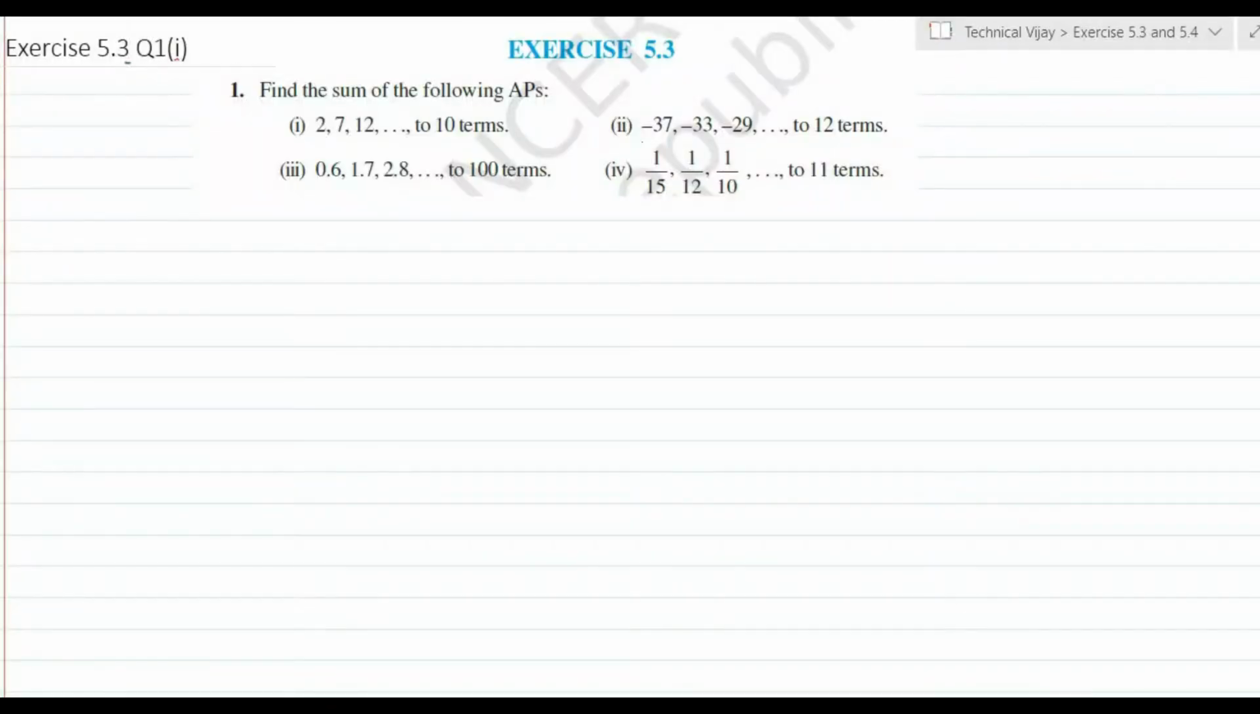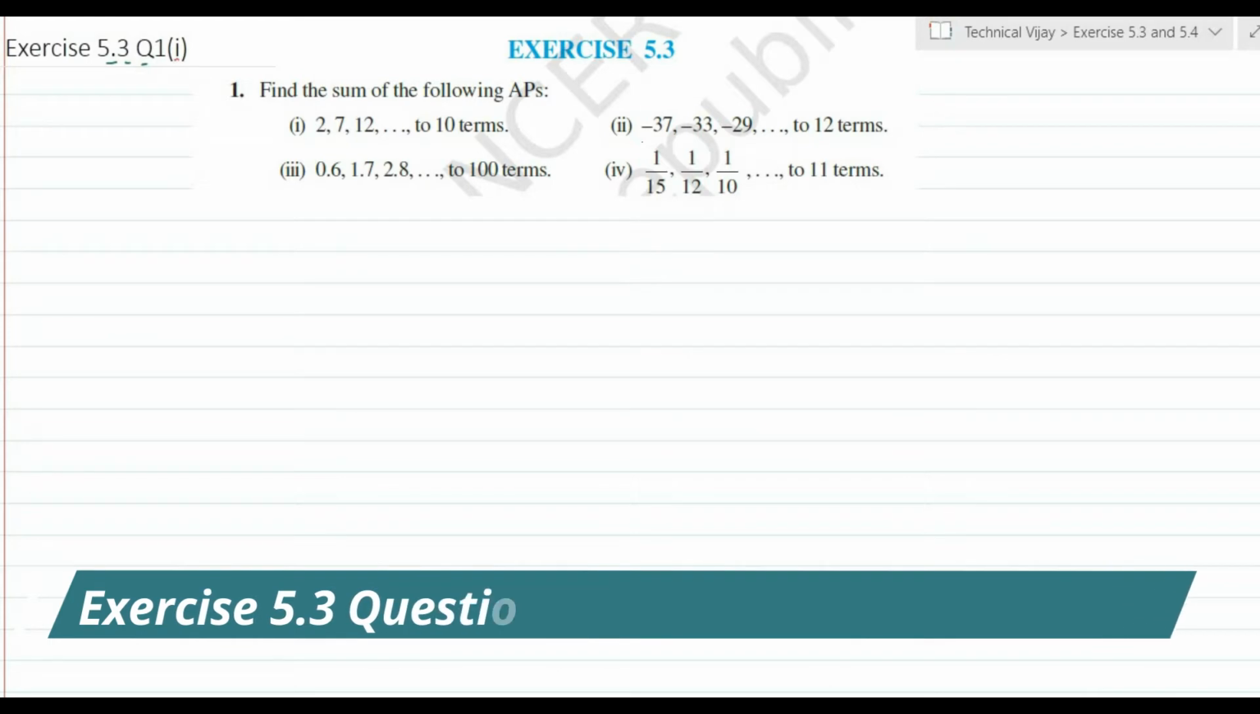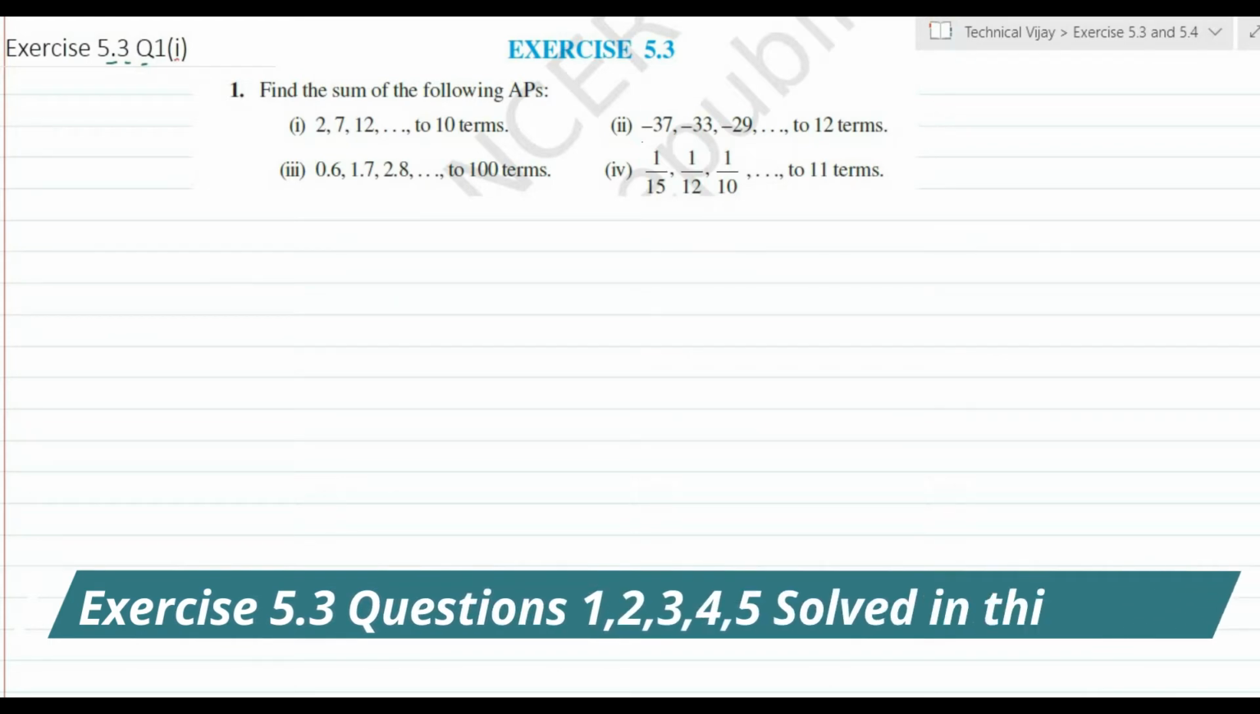So here, exercise 5.3, question number 1: find the sum of the following APs. Here some APs are given. We have to find the sum of all the terms of that AP. For example, we will take the first portion. Here the AP is given as 2, 7, 12, and this is up to 10 terms. So this is 10 terms.